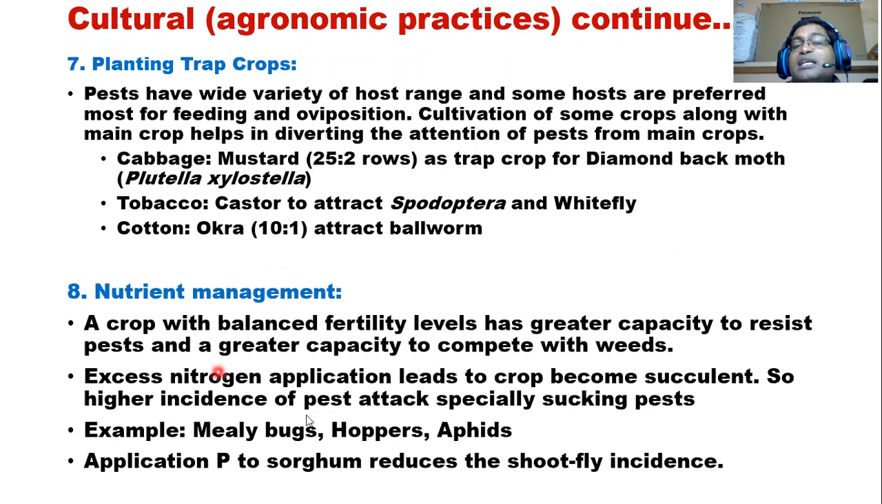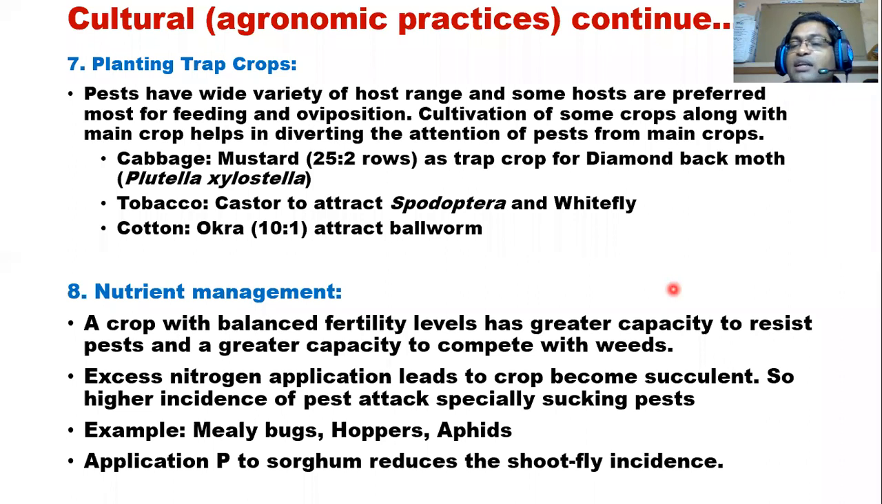And nutrient management is another cultural aspect. If you apply more nitrogen fertilizers, your plant will become more succulent. If your plant is more succulent, there are more chances of attracting sucking pests, especially leaf hoppers, plant hoppers, and bugs. Why? Because your plant is very succulent. While they are sucking, your plants attract more hoppers, and then you can expect more chances of viral infection, because these are the vectors. Therefore, you have to use an optimum level of NPK.